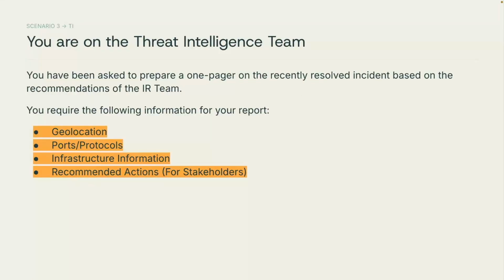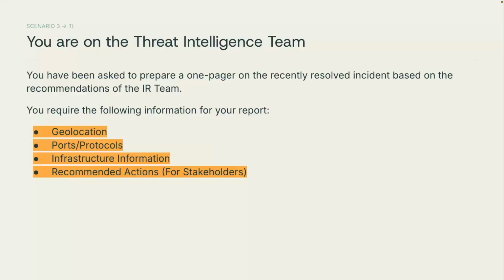Finally, you're the threat intelligence team. You've been asked to prepare a one-pager on the recently resolved incident that we're about to work through, based on the recommendations of the IR team. You require the following information for your report: geolocation, ports, protocols, infrastructure information, and any recommended actions to be able to articulate their need and impact to stakeholders. So now that we have all these different scenarios, we know the three roles.